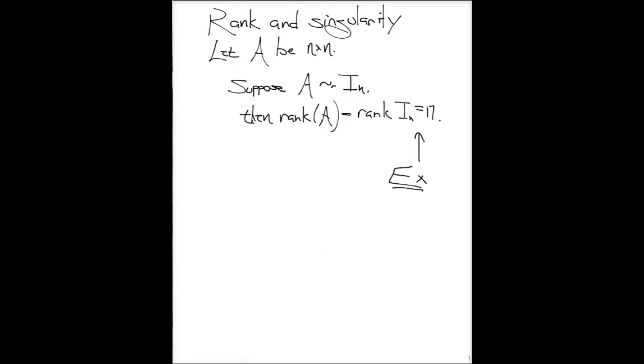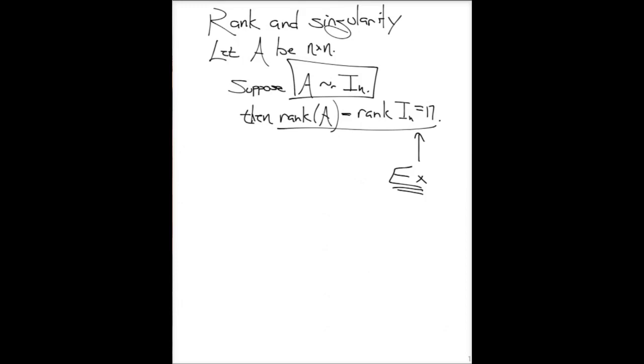If you haven't seen this yet, then you should stop the video and prove to yourself that the identity matrix definitely has rank n. Remember, the rank is the dimension of the row space or the dimension of the column space. So just take the identity matrix, say a 3x3 or a 4x4 to make it concrete, and write out the rows of the 3x3 identity matrix, for example, and convince yourself that the dimension of that row space is 3. So we've shown that if A is row equivalent to the identity matrix, then the rank of A is equal to n.